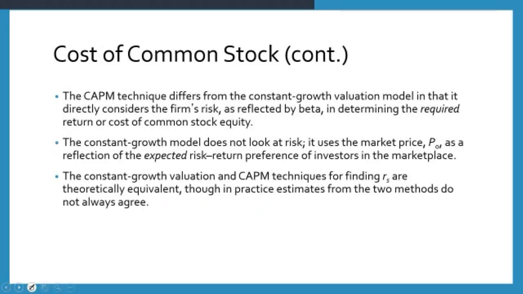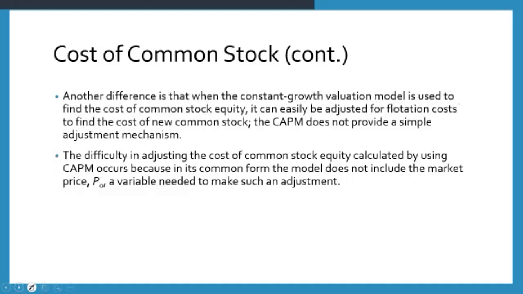Now, just some notes that the CAPM differs from the constant growth valuation in that it directly considers the firm's risk, as reflected by the beta, in determining the required rate of return or cost of common stock equity. The constant growth does not look at the risk. It just uses the market price. The constant growth valuation and CAPM techniques for finding the cost of common stock equity are theoretically equivalent, though in practice estimates from the two methods don't always agree. In this case it agrees, but in normal cases they don't agree.